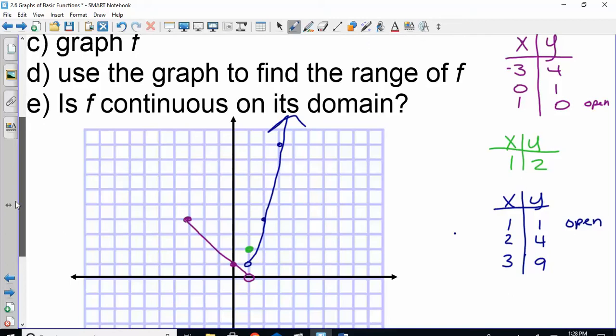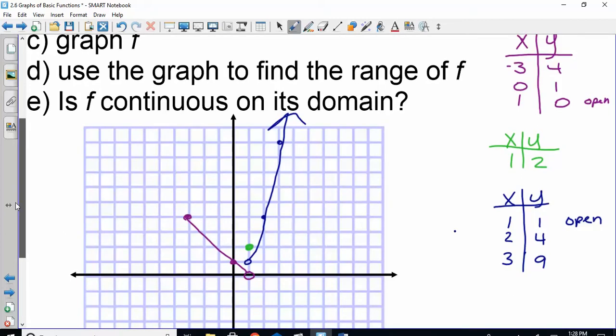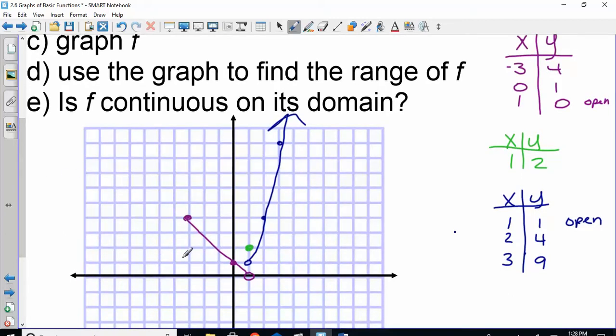What's the range? And the 0 will get a parenthesis because it's an open circle there. This time I didn't ask you where it was continuous. I just said, is it continuous on its entire domain? Is this whole graph continuous? No, we've got a break in our graph when x equals 1. So the whole thing is not continuous. Questions on that?